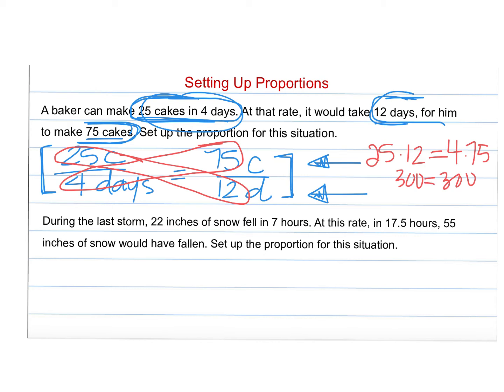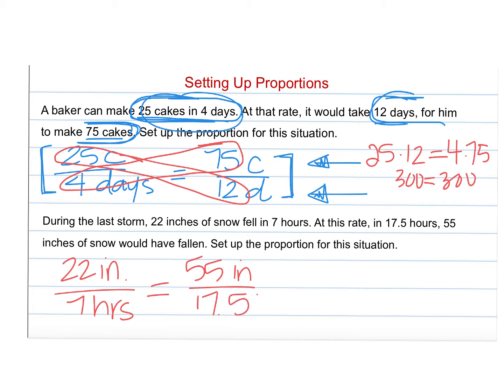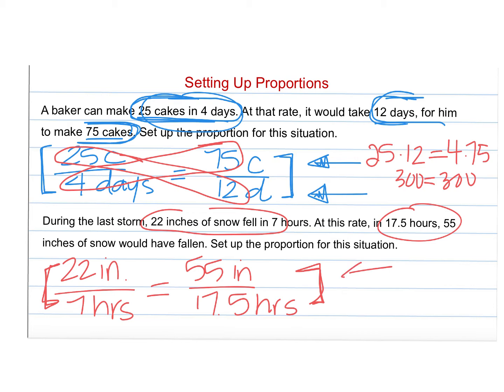During the last storm, 22 inches of snow fell in 7 hours. At this rate, in 17.5 hours, 55 inches of snow would have fallen. So we are going to do 22 inches in 7 hours equals 55 inches in 17.5 hours. Notice we have the 22 and the 7 together here, and then the 55 and the 17.5 here. Inches are both on top, hours are both on the bottom. So it's very important how you set it up.